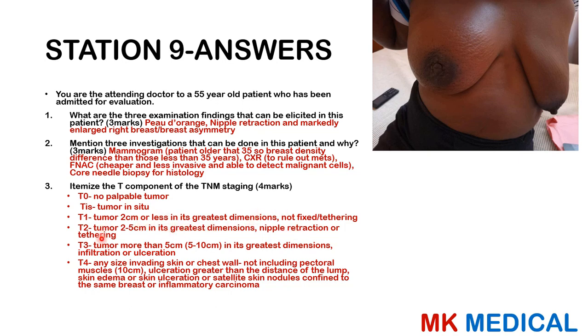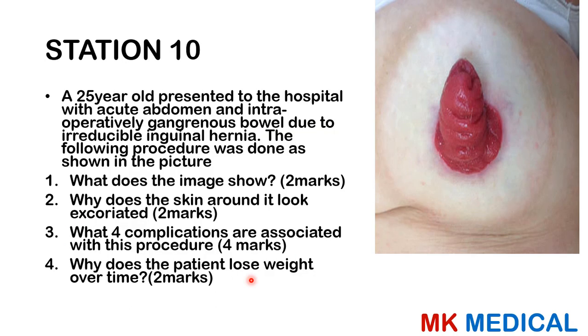T3 is a tumor size that is more than 5 centimeters, so 5 to 10 centimeters in its greatest dimension, and has some infiltrations or ulcerations. Then T4 is any size that is invading the skin or chest wall, not including the pectoral muscles, about 10 centimeters in its greatest dimension, ulceration that's greater than the distance of the lump, as well as skin edema or skin ulcerations or stellate skin nodules that are confined to the same breast, or if this patient has inflammatory breast carcinoma.